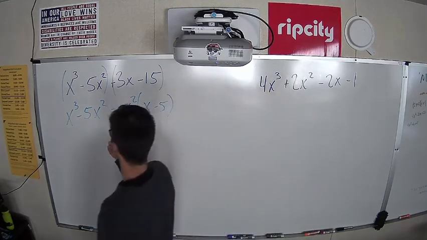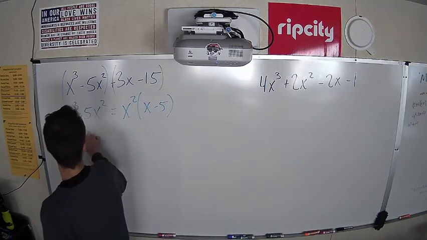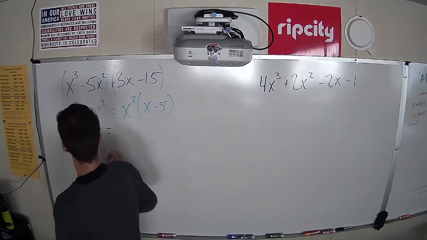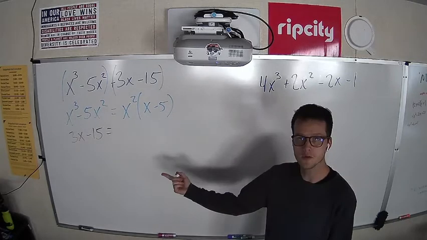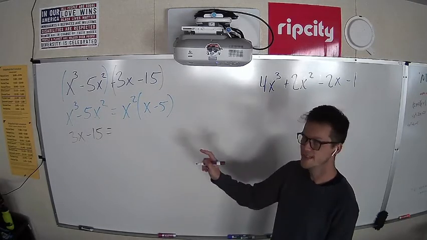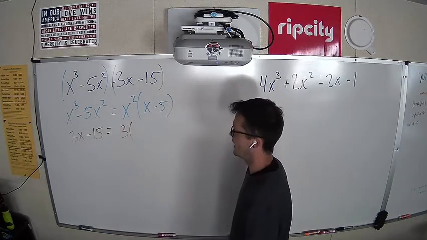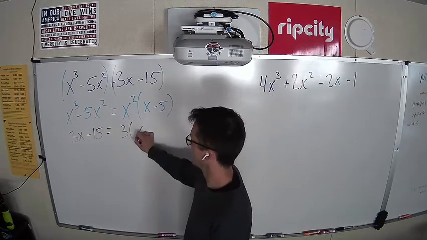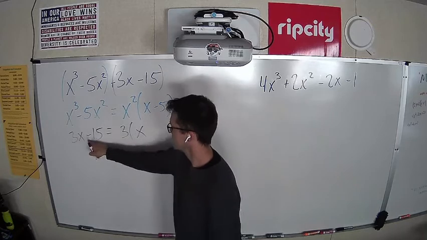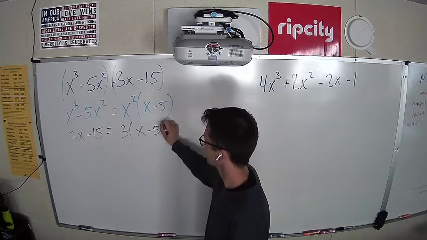Let's examine the other group, where we have a 3x minus 15. And these also have a greatest common factor. This time, the greatest common factor is 3. So we're going to pull out that 3. And when we do so, we end up with an x, then negative 15 divided by 3, minus 5.